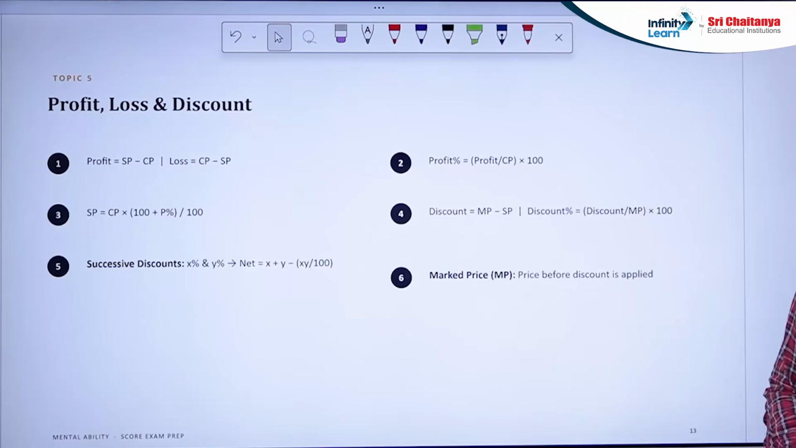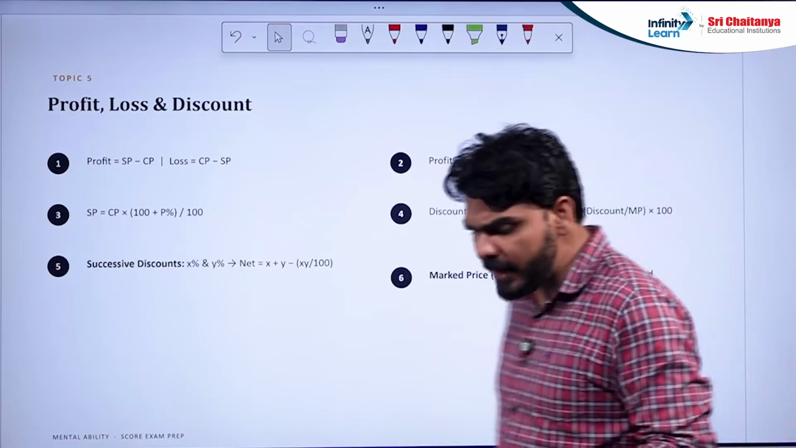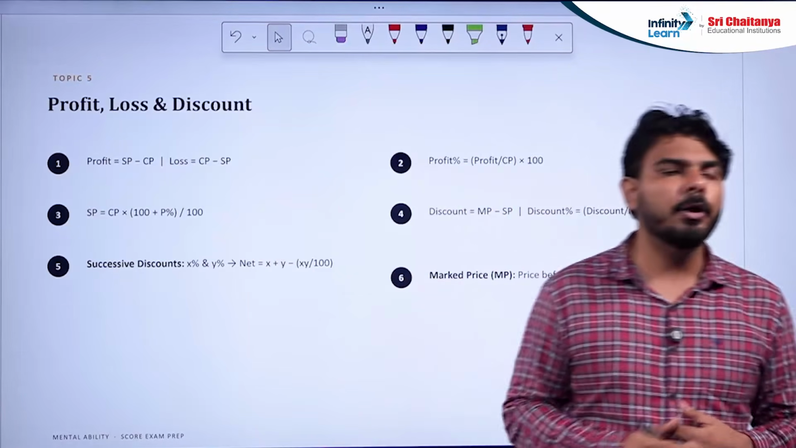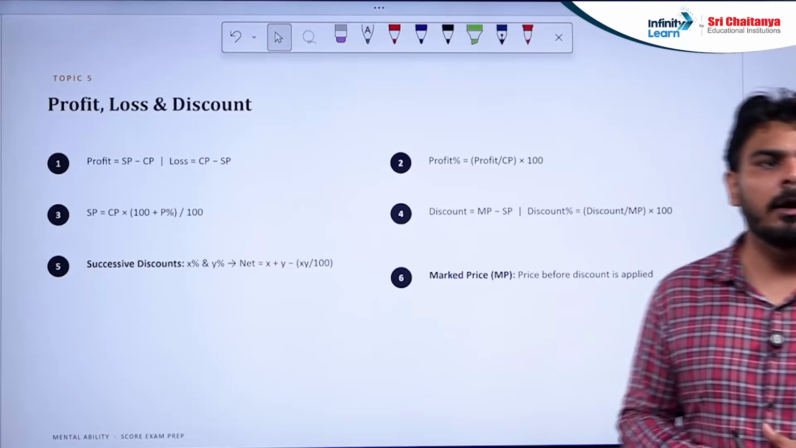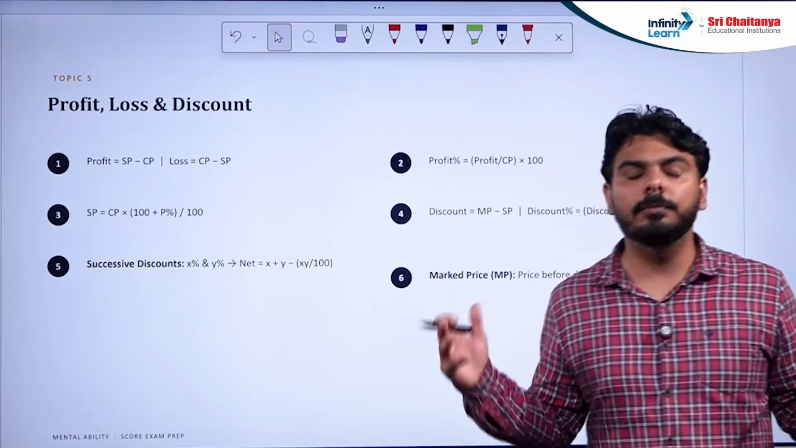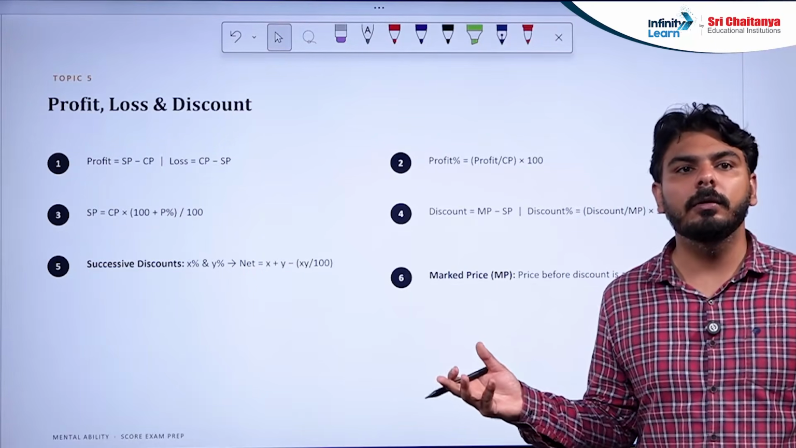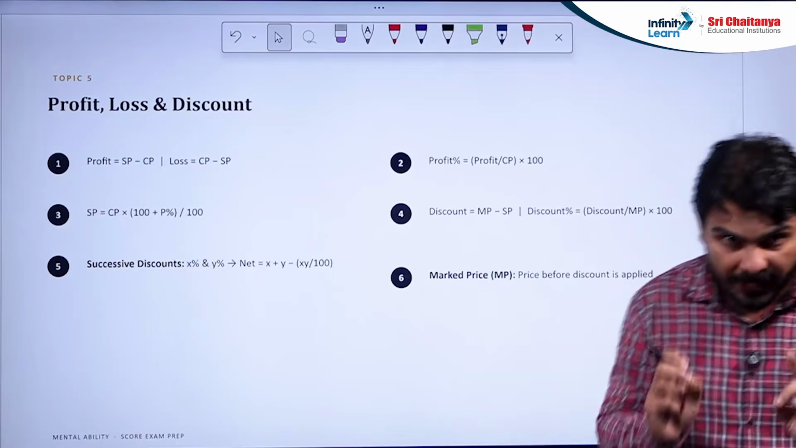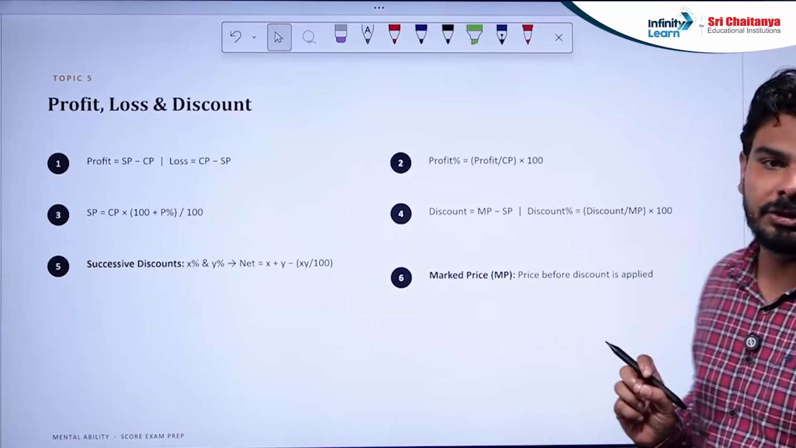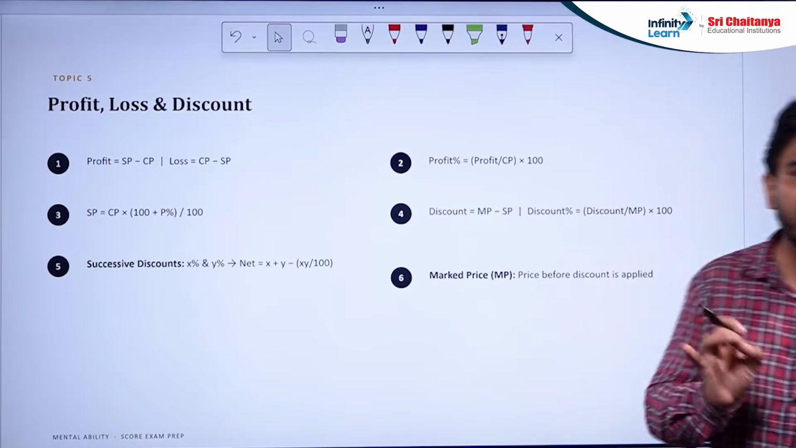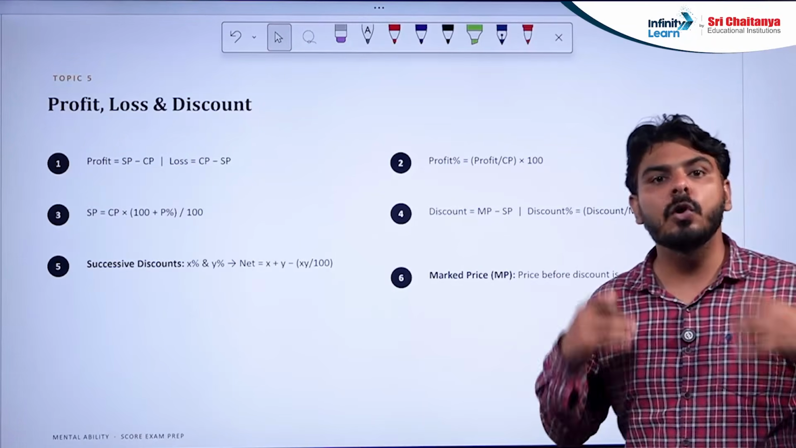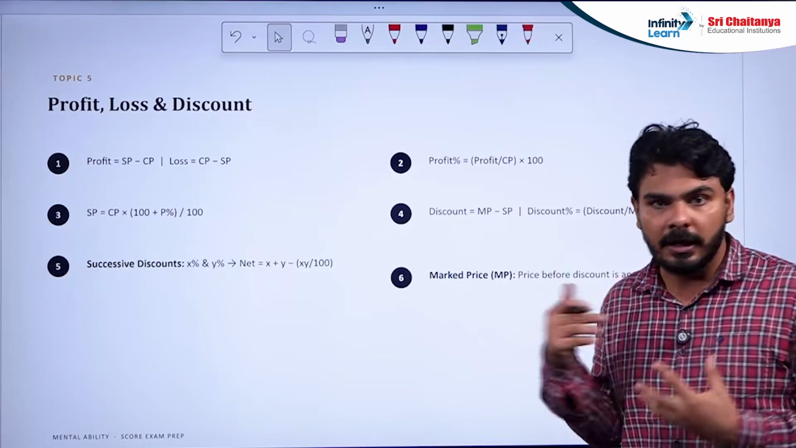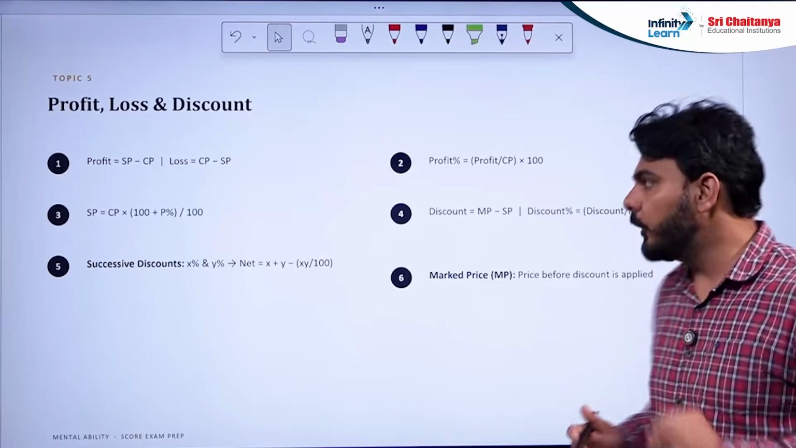Profit, loss and discount is a very important chapter, because the examiner has a lot of independence in changing any concept. They can play with your mind by giving you such questions, because most students fail in solving these kinds of questions. They will make mistakes in these questions. Why? I will tell you.